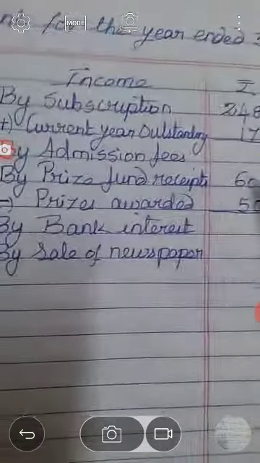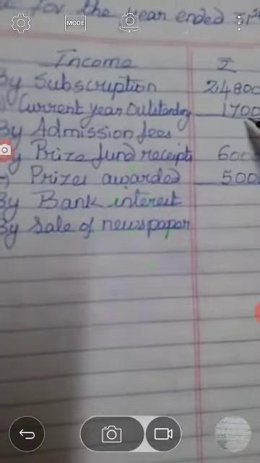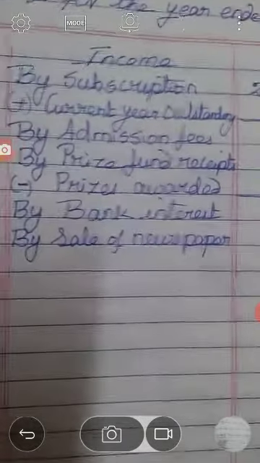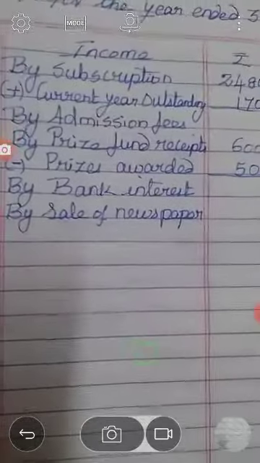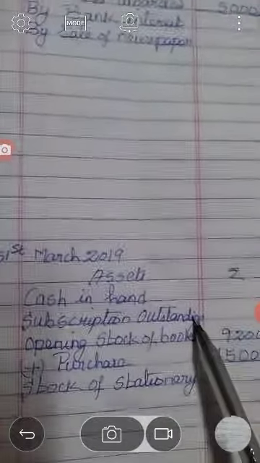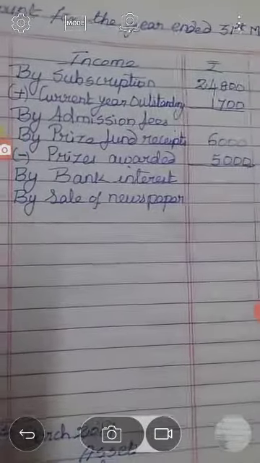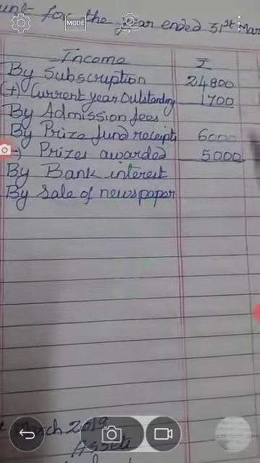So all the current year transactions should appear in the balance sheet also. Current year outstanding is an income, outstanding income is an asset, so it should be shown on the balance sheet. Subscription outstanding 1,700. The adjustment amount alone should be carried to the asset side, 1,700. So current year outstanding income is an asset, and 1,700 should be shown on the balance sheet asset side.